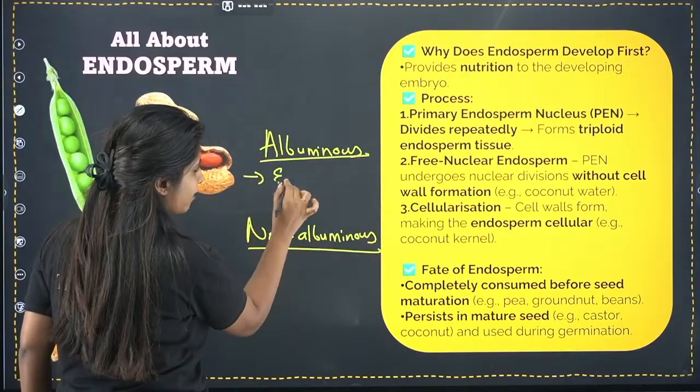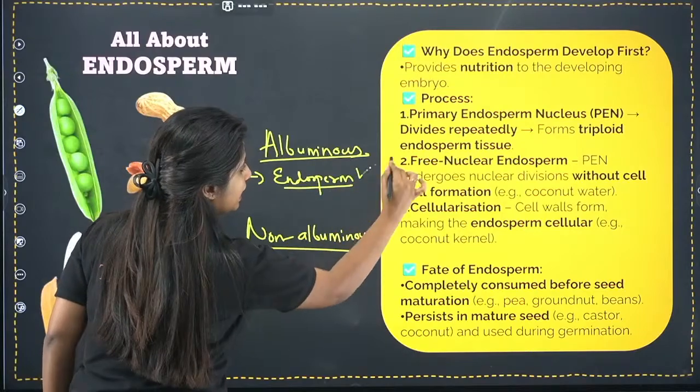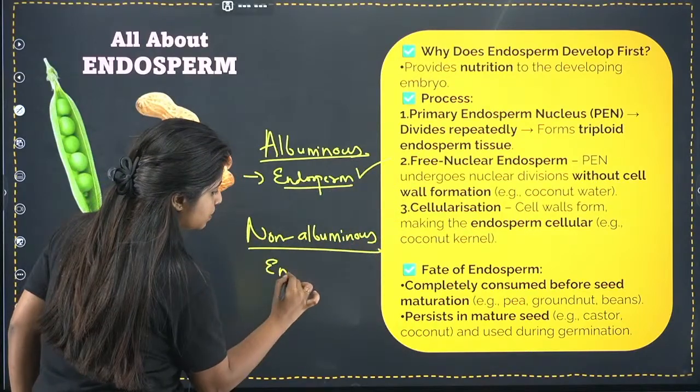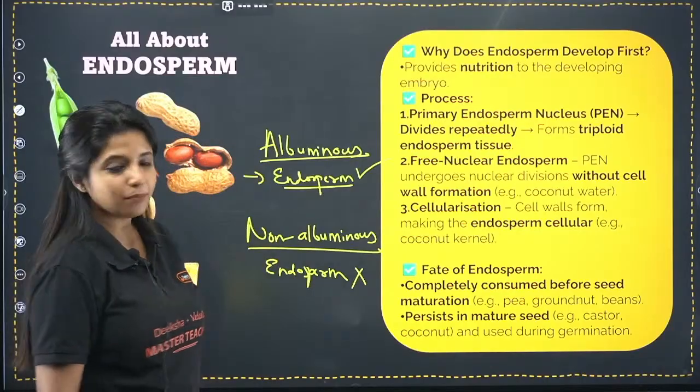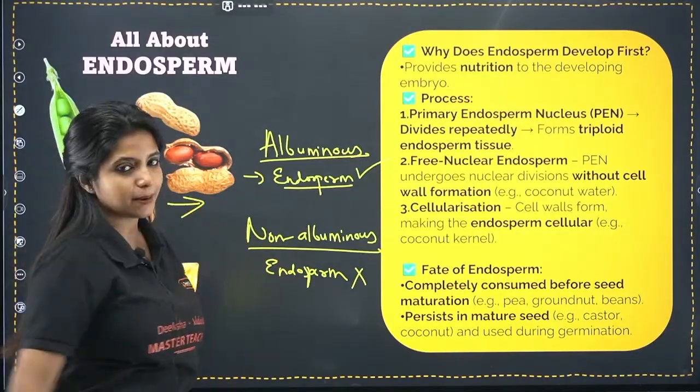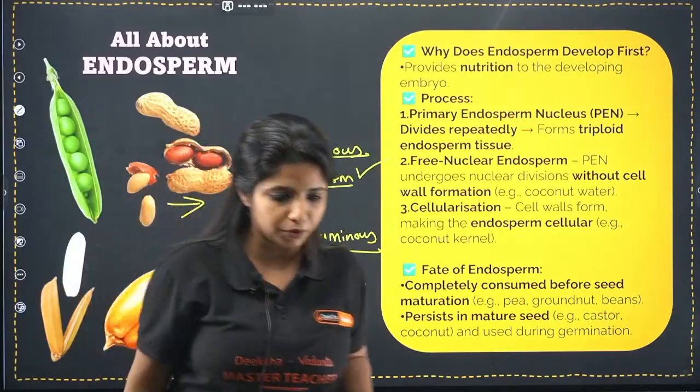Albuminous means you have some endosperm left back. And non-albuminous means endosperm is not there. Now, can you tell me the example of albuminous ones? I just spoke about that right now, so I'm pretty sure you should be able to do it.